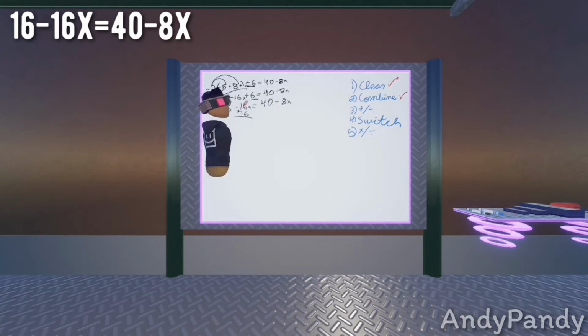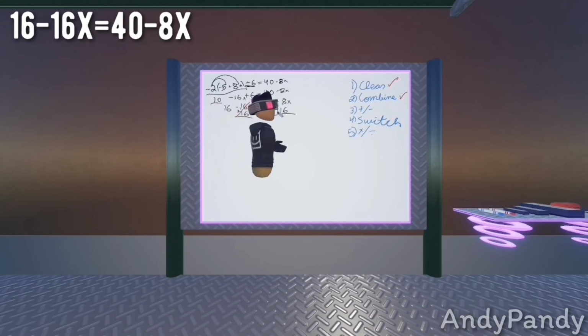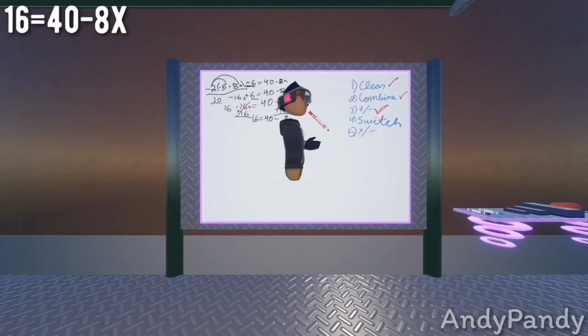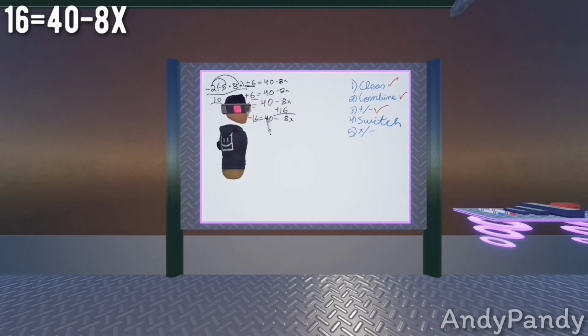Alright, we got that done, and now we add and subtract the constant terms to get them on the opposite side. So we have +40 here. The opposite of 40 is minus 40. 16 minus 40 equals -24, and we bring down the equal sign, and we got that done, and now we're at our final step, which is to multiply or divide to isolate the variable.